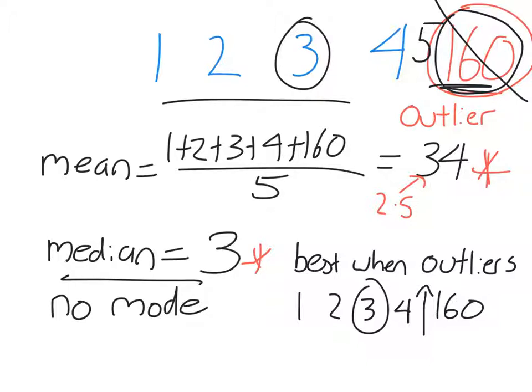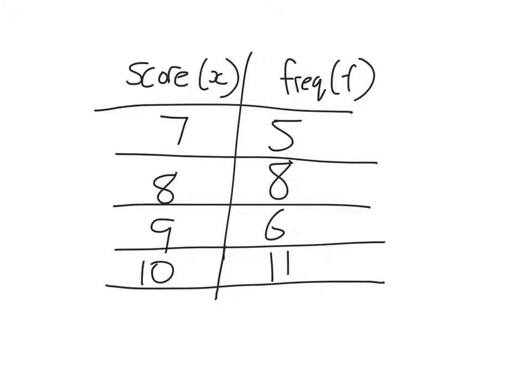So let's say we have this frequency table here. So remember, what this means is that this score 7 occurred this many times. So in this set of data represented by this frequency table, the score 7 occurred 5 times, the score 8 occurred 8 times, 9 occurred 6 times, and 10 occurred 11 times. So organising it in the frequency table makes our calculation simple.